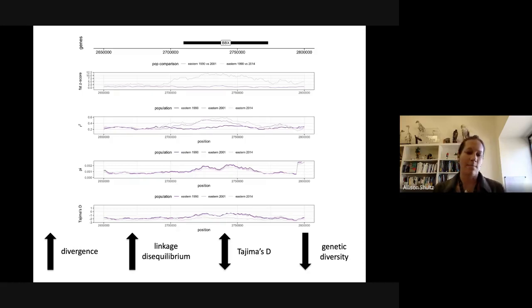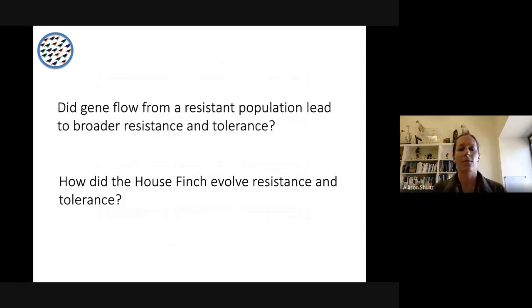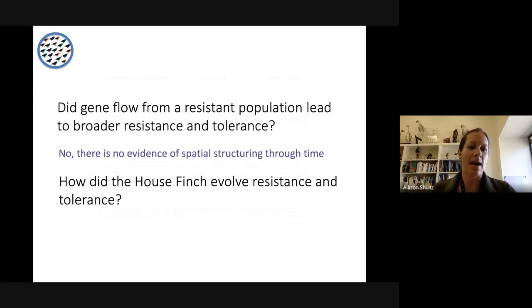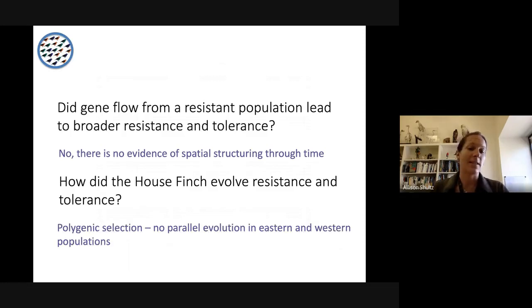And so I'm still ongoingly analyzing these data, but I think some of the questions that we can answer are that there is no evidence of spatial structuring through time. So there's no evidence that resistance evolved once and then spread widely throughout the population, and that house finches evolved resistance and tolerance through polygenic selection. And interestingly, there doesn't seem to be any parallel evolution in Eastern and Western populations. There are different sets of genes that have changed in allele frequency between the two.